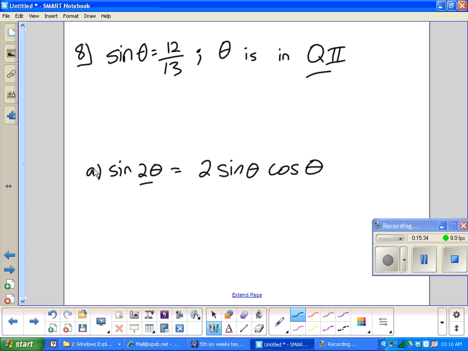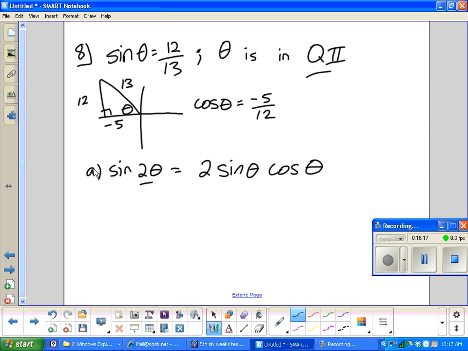That's the idea basically on the rest of these problems: you have to draw the triangle. Now let's draw the triangle. It's in quadrant 2. If something's in quadrant 2, some are going to be negative. Sine is 12 over 13, and sine is opposite over hypotenuse. So the other leg by the Pythagorean theorem is going to be 5, and it would be negative 5. Now you can tell me what cosine theta is now that you've got the triangle.